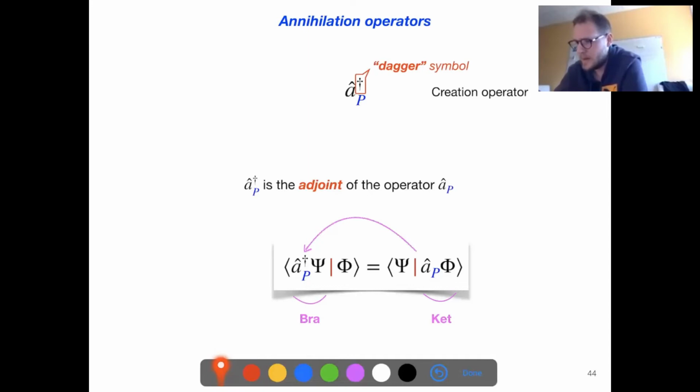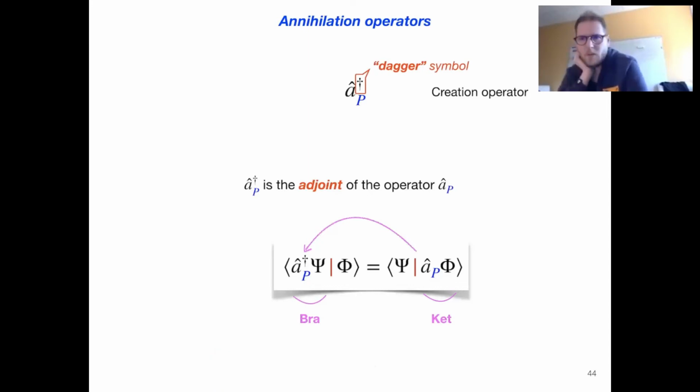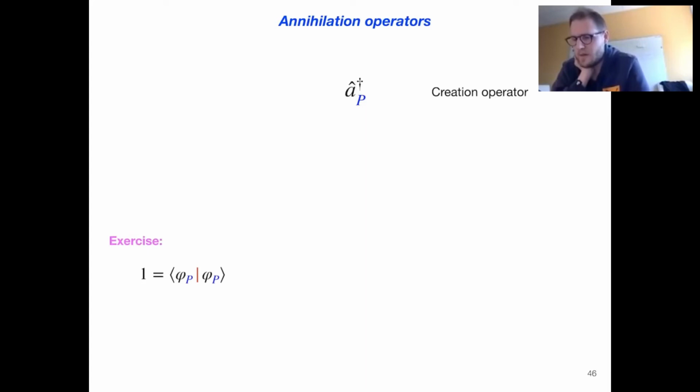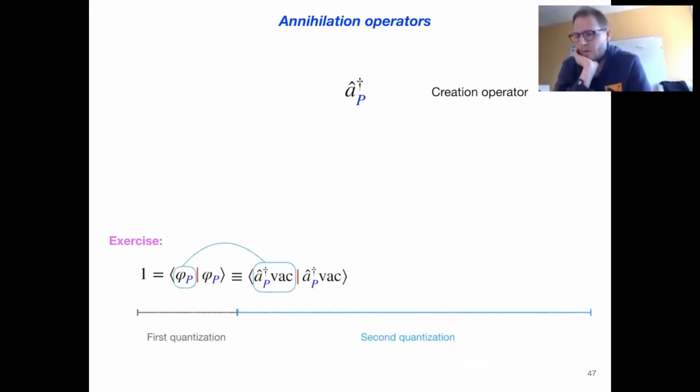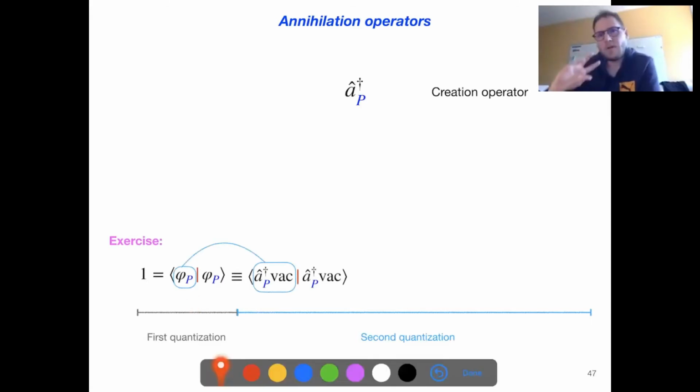So what I'm going to do is consider the spin orbital phi_p, which is just one of the spin orbitals I consider. When I evaluate its square norm, I should get 1. This is something we discussed already in the first part of the lecture. So this is just first quantization and nothing special. Now I'm going to translate that into second quantization.